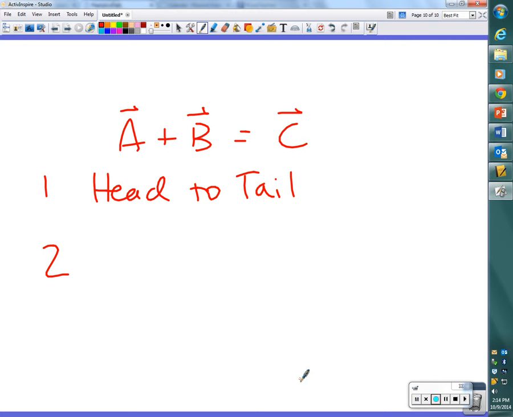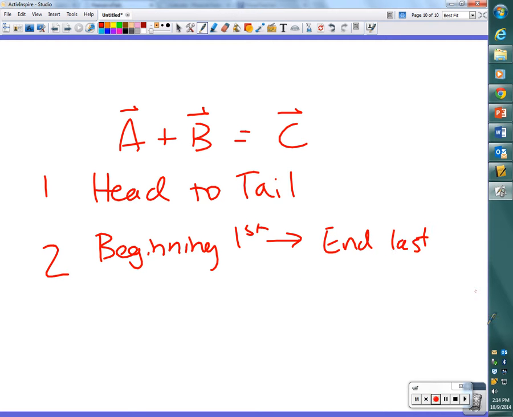Then, to draw the resultant vector, how do we do it? Go ahead, Luke. Draw the vector from the beginning of the first, straight line to the end of the last one. Okay? Or the tail of the first one to the head of the last one. That's how we find the resultant vector, or represent the resultant vector.